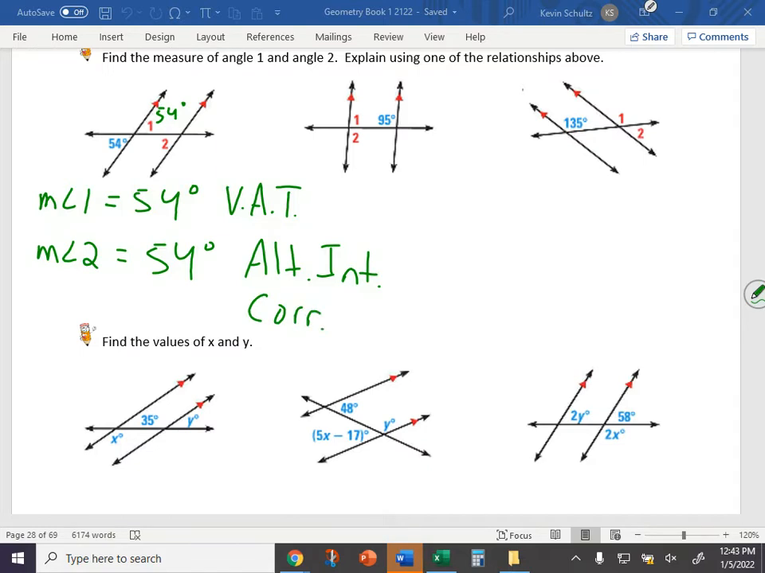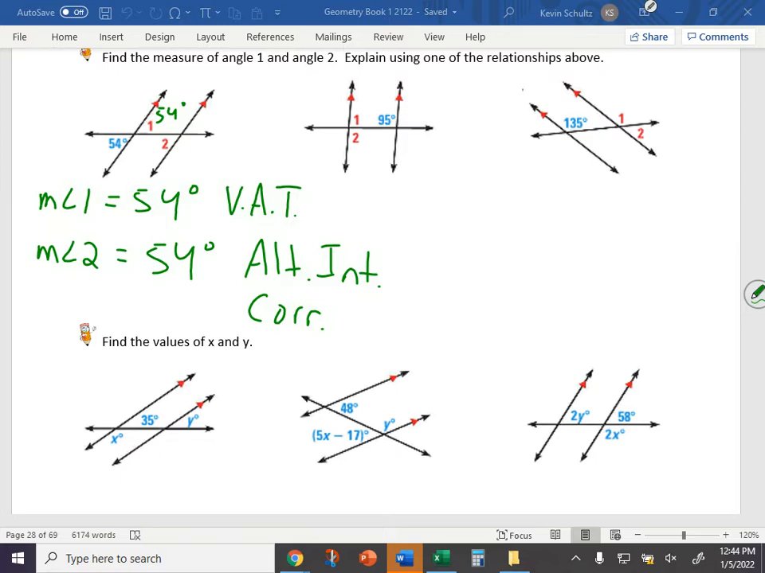Your toolbox just like doubled, okay? There's now multiple ways to get the information that we want to find. If we didn't find angle 1 first, we could get to angle 2 with corresponding angles. But finding angle 1 first, because of vertical angles, it opens up another avenue. Angle 1 and angle 2 are congruent because of alternate interior angles.